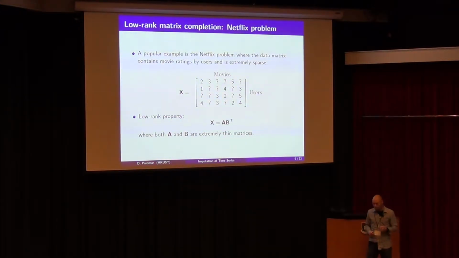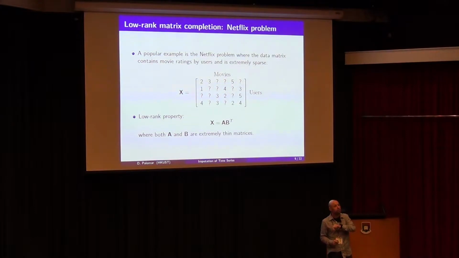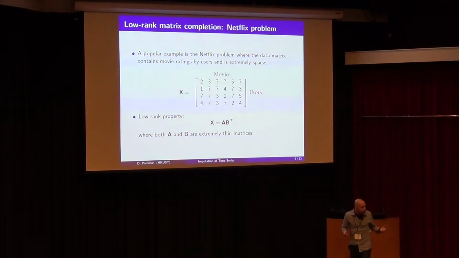So the problem in Netflix, they wanted to recommend movies to the users. So somehow they wanted to fill in those missing values so that if they fill in a value and there is a 5, they can recommend that movie to you. But how do they do that? Well, in this case, of course, you cannot do magic. So there was some structure that they exploited.